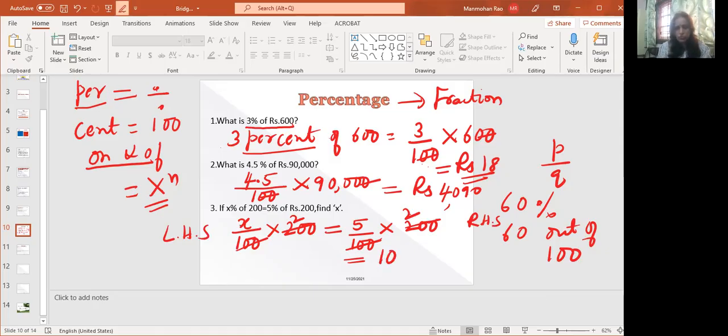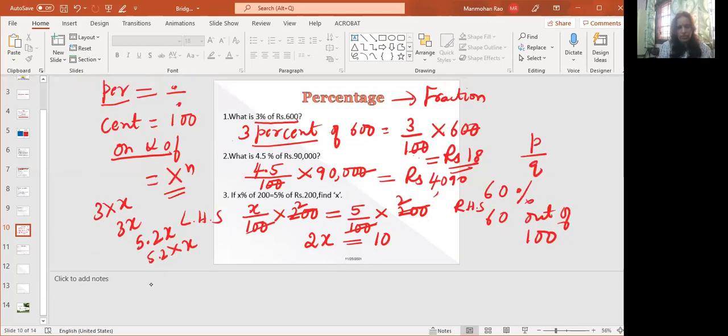X into 2 is equal to 2x. I told you whenever there is a variable, x is known as a variable and 2 is the number. When you multiply these two, you can write that as 2x. For example, if 3 into x is there, that can be written as 3x. We generally don't write the multiplication symbol. Okay, so 2x is equal to 10.